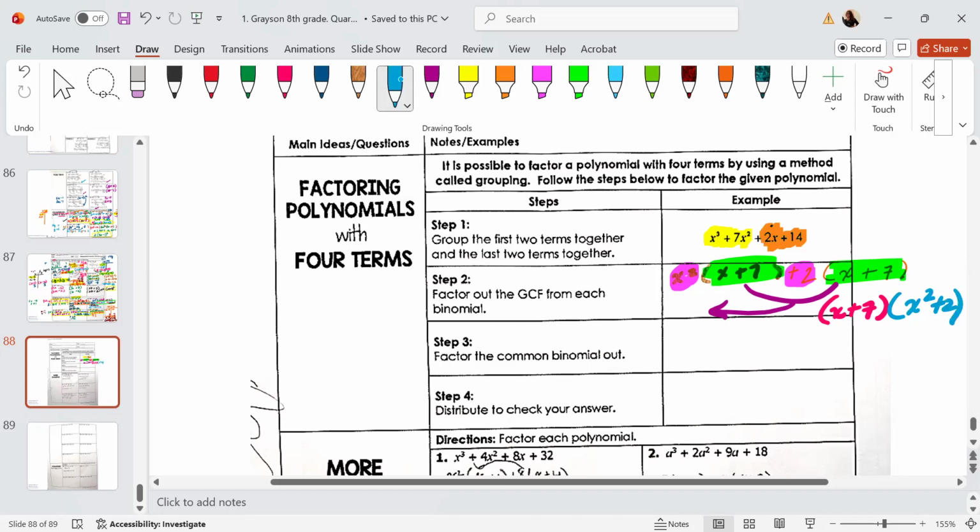And if you were actually to FOIL this, you would be able to FOIL this. So this part right here goes right there, okay? Distribute to check your answer. So distribute means you have to FOIL it, right? So FOIL.